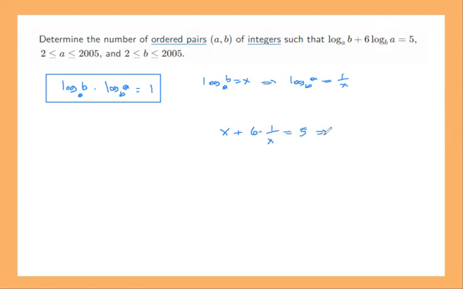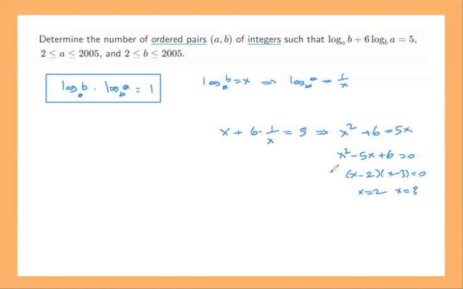This is a quadratic, because if you multiply both sides by X, you will get X squared plus 6 equals 5X. If you pull everything to one side, X squared minus 5X plus 6 is 0. It's factorable, so X minus 2 and X minus 3 has to be 0. I feel like we are all good with these parts, it's just an AIME problem. So this is 2 and this is 3, and we have these two solutions.